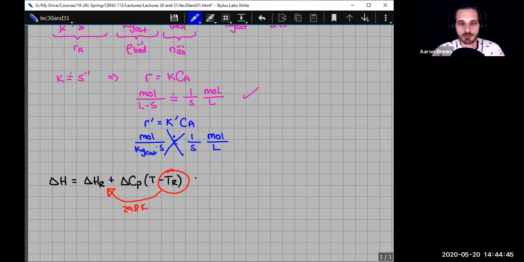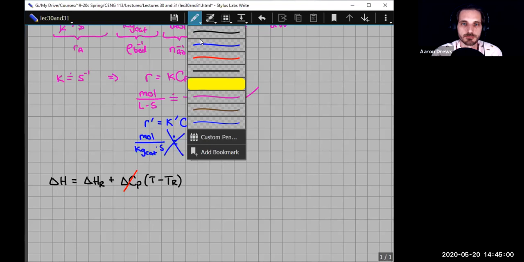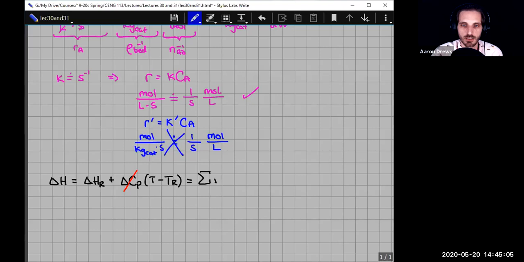Sometimes you're just given the delta H at a random temperature, and you can still use this expression to work everything out. But we already found that delta Cp was equal to zero, and so our delta H is going to be constant. We were given enough information that this can be calculated as the sum of the stoichiometric coefficients times their enthalpies of formation, with a little circle on it for standard conditions, which I didn't actually write down.